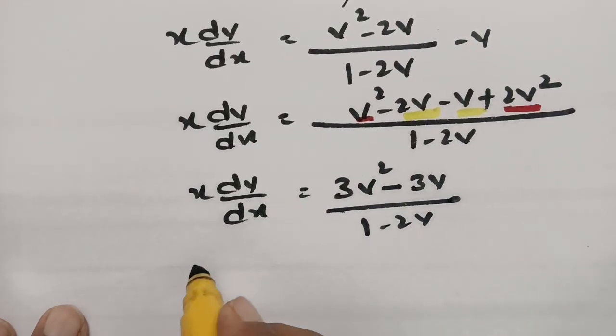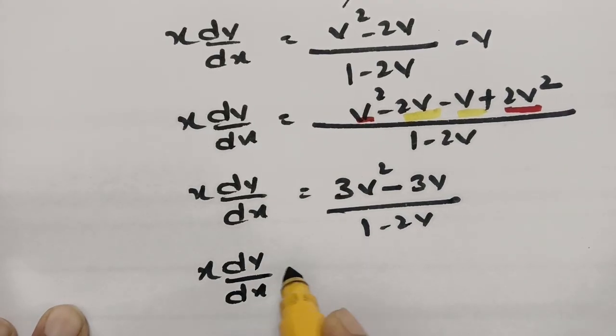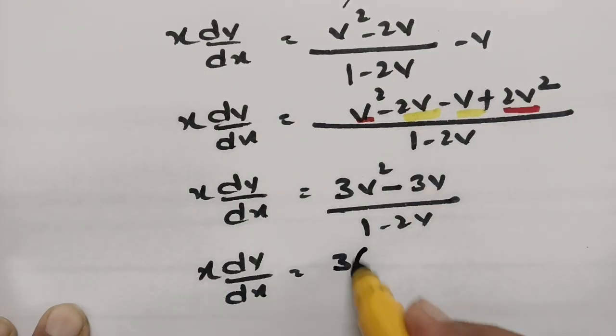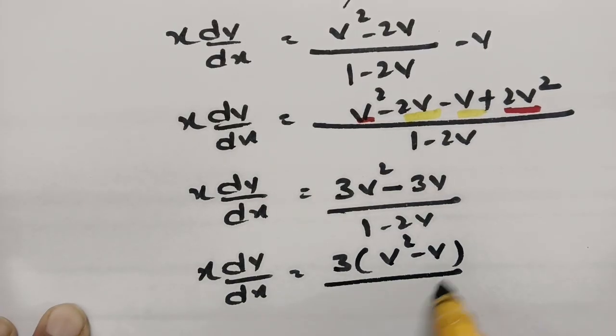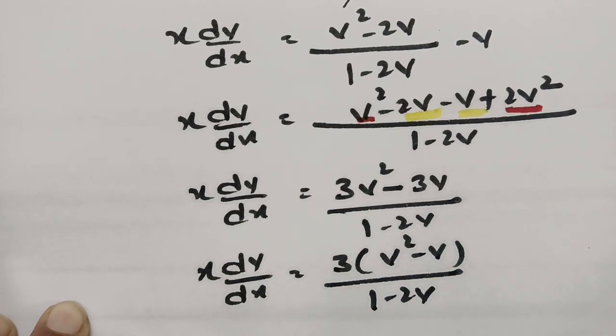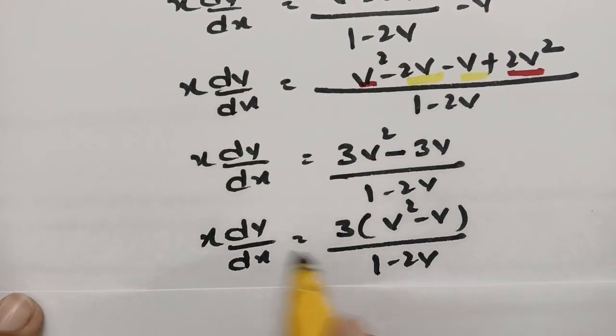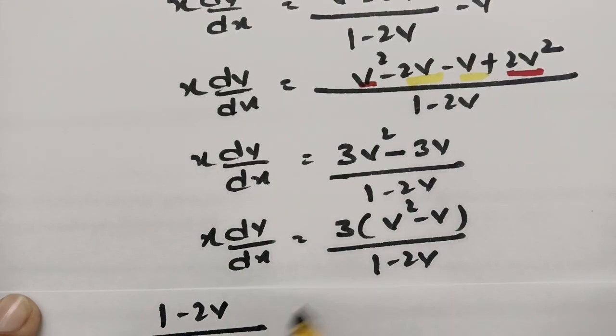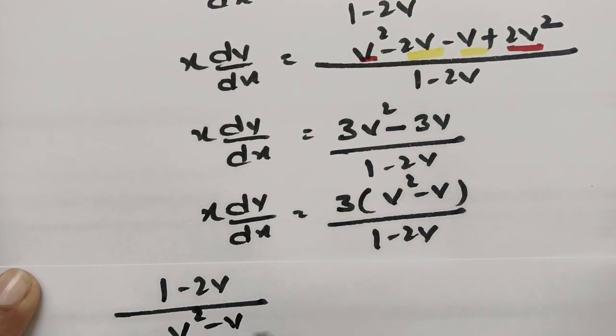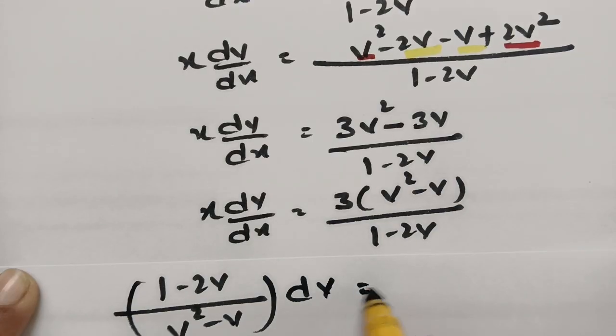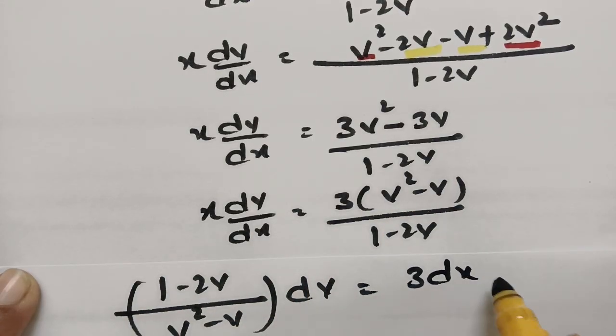If I take 3 common here, x dv by dx is equal to 3 times (v squared minus v) by (1 minus 2v). And the next thing, as usual, I am going to separate the variables. There is dv here, so I am sending v to one side and x to the other side. So this is (1 minus 2v) by (v squared minus v) into dv, which is equal to, if I send x to the other side, dx by x. See here, I have separated the variables.